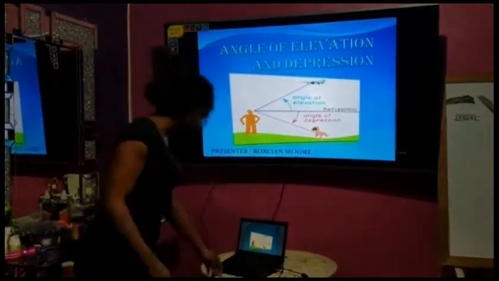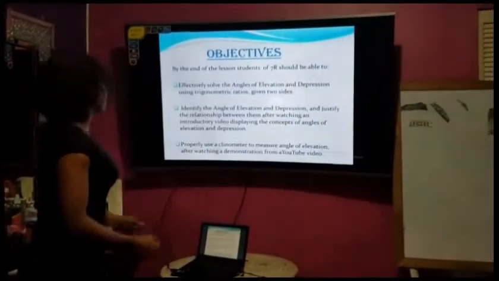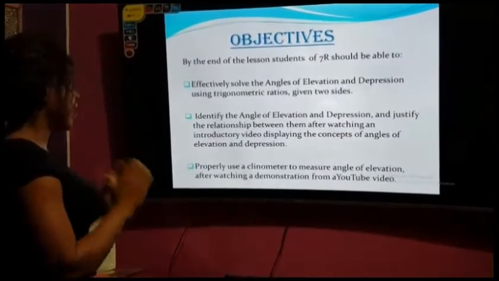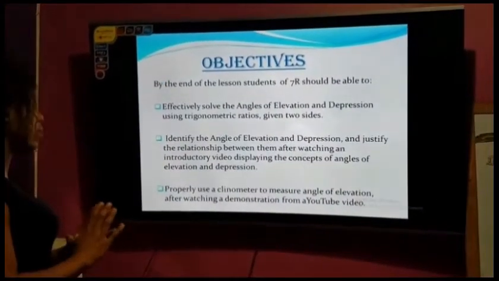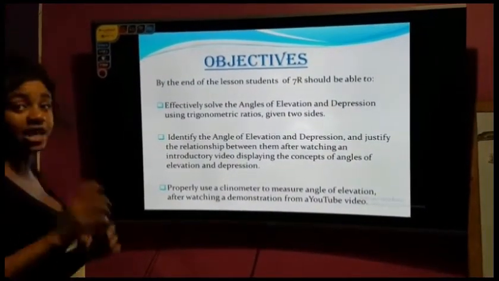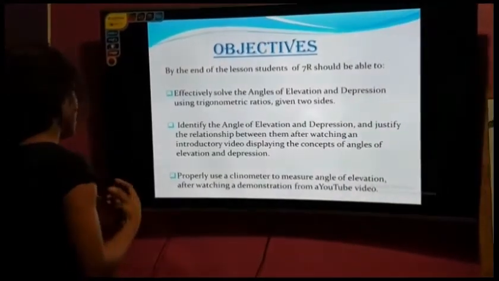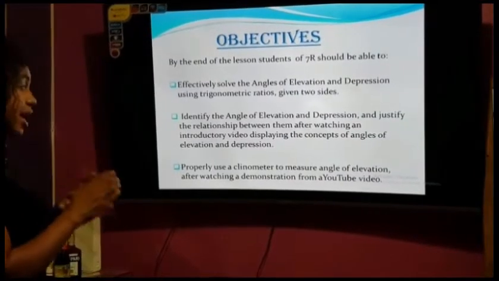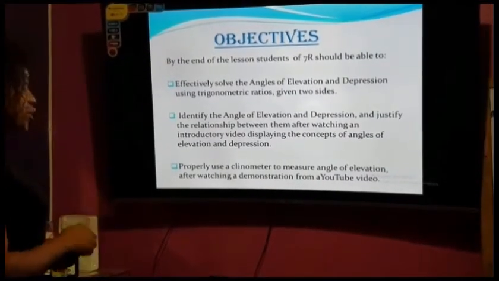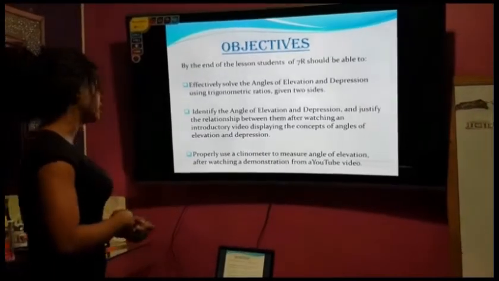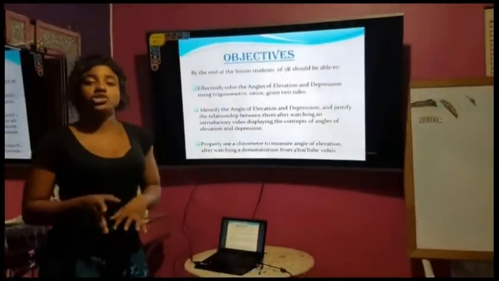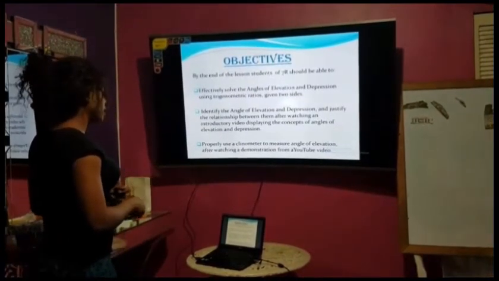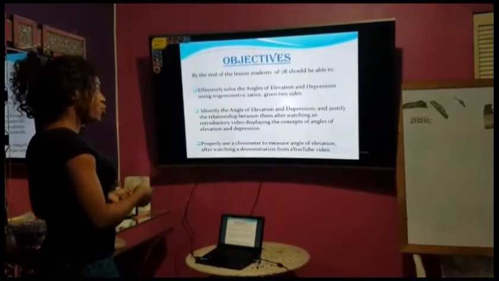So let's move on to our objectives. By the end of the lesson, students of 7R should be able to effectively solve the angles of elevation and depression using trigonometric ratios given two sides, identify the angles of elevation and depression and justify the relationship between them after watching an introductory video displaying the concept of angles of elevation and depression. Also, students should be able to properly use a clinometer to measure the angle of elevation after watching a demonstration video from YouTube.